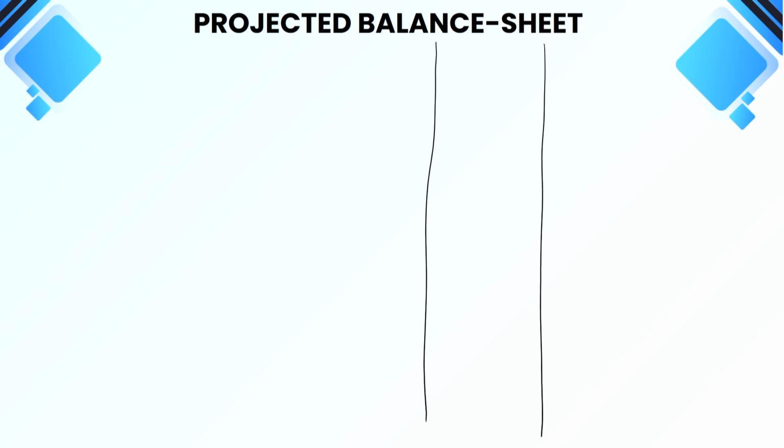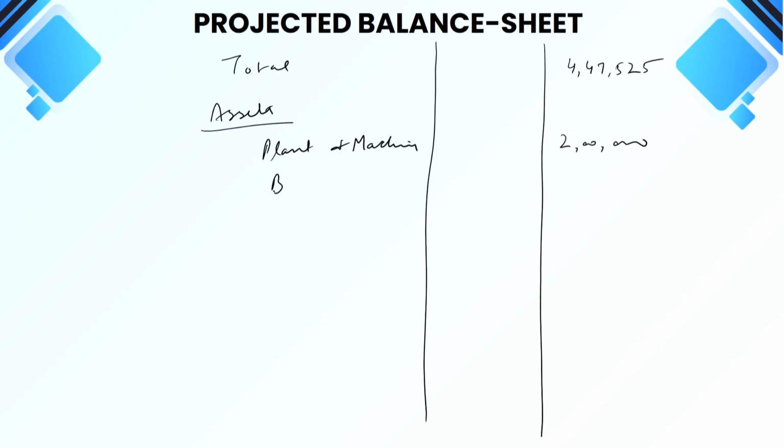As you see, we have projected the different items of the liabilities and the equity as per the percentage of sales method. We got the total of the balance sheet of the liability side, which comes to rupees 4,47,525. Now moving ahead, we will compute the different assets. In assets, we just calculated the value of plant and machinery, 2 lakh rupees. Then we assume that the value of the building will remain the same, 1,20,000. We computed the change in the stock, that comes to 37,500.